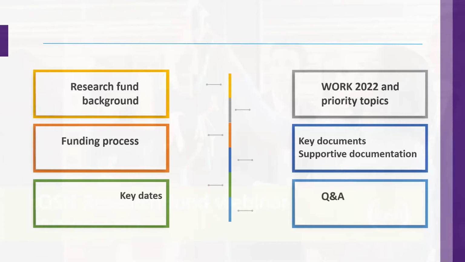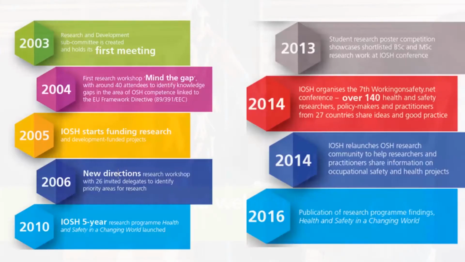Mary will now go through some general information on IOSH's research fund. Thanks, Ivan. I'm pretty sure that this background information will be useful to those who aren't so familiar with IOSH in particular. So IOSH has been funding research projects since 2005, primarily through an annual call for proposals. And we've invested around 6.5 million on over 40 different projects.